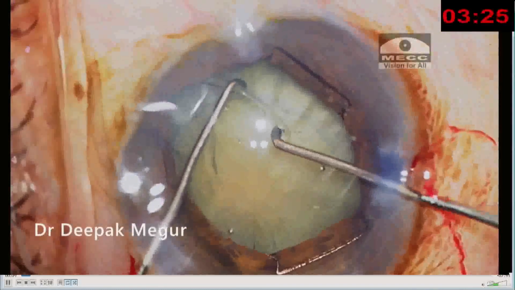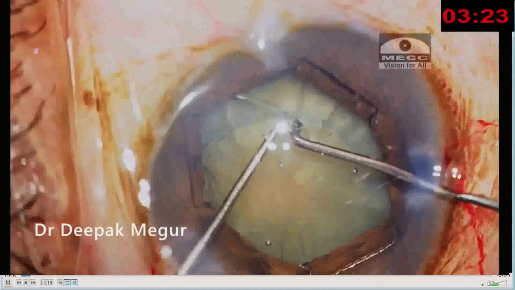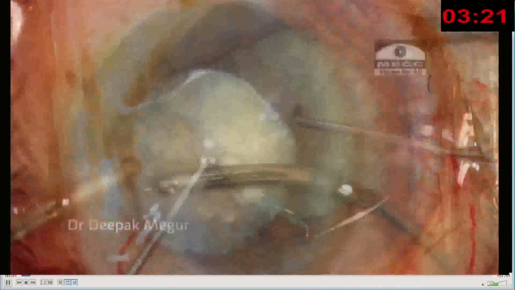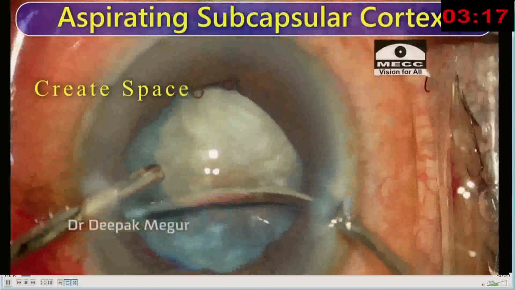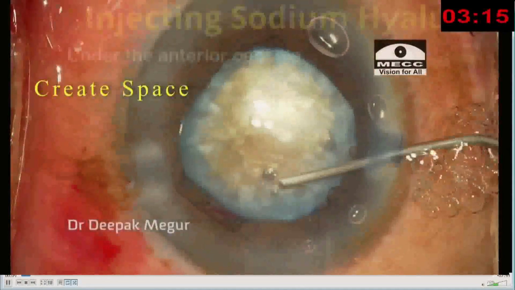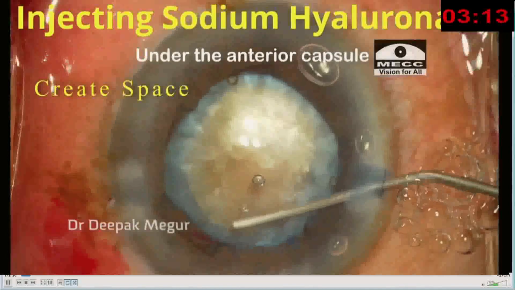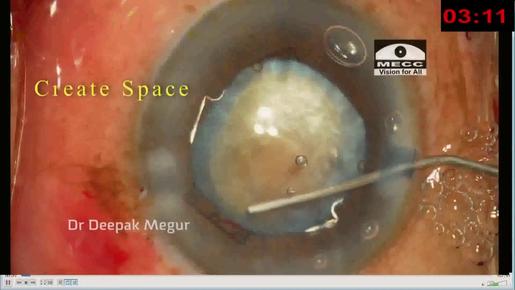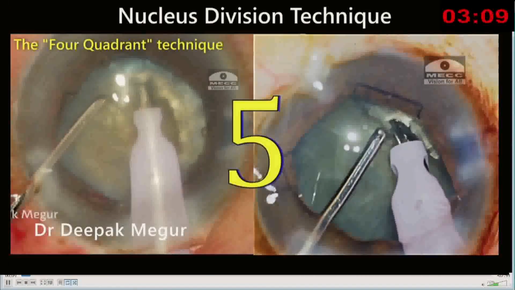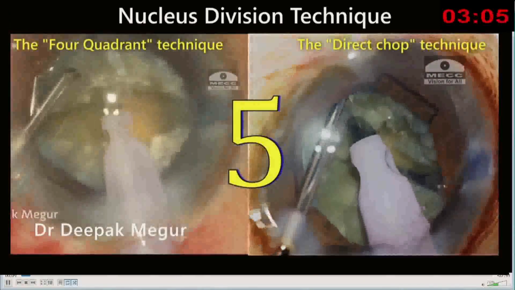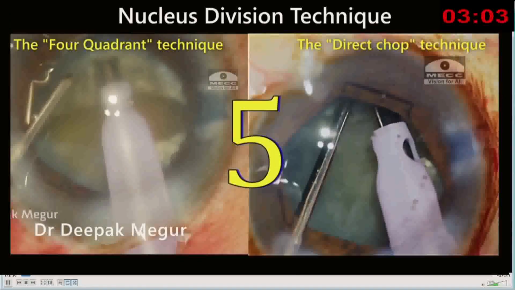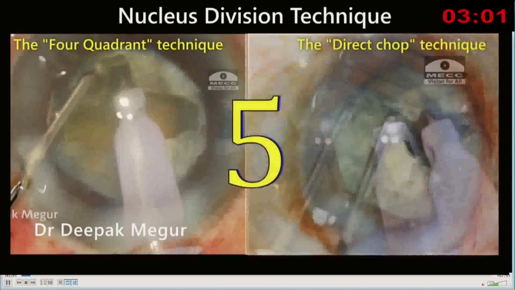And one trick to ease the process of CTR insertion in the bag which already has this lens is by creating some space in the subcapsular region by aspirating cortex and then injecting sodium hyaluronate. This will help the process a lot. Nucleus division technique can be the surgeon's personal preference as long as the maneuvers are gentle and the emulsification process is being done in a very controlled fashion.